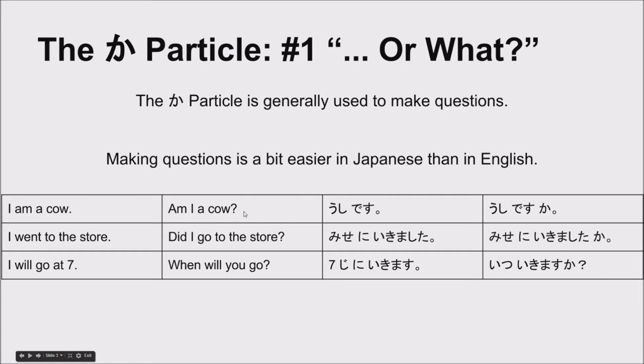Am I a cow? In Japanese, ushi desu. Ushi desu ka? Notice the intonation change. Ushi desu ka? Ushi desu. Ushi desu ka? The little bleh at the very end of the sentence makes it a question.